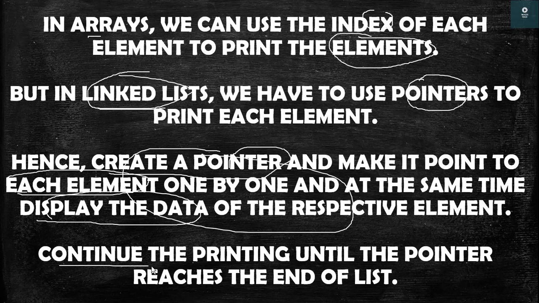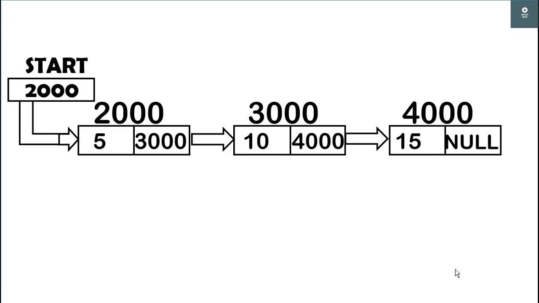And we will continue this printing until the pointer reaches the end of this list. So we'll just make a loop, and the loop will work until we're at the end of the list. So here we have a linked list. We have three nodes here, and we have the start pointer pointing to the first element. So we have 2000 stored inside this start.